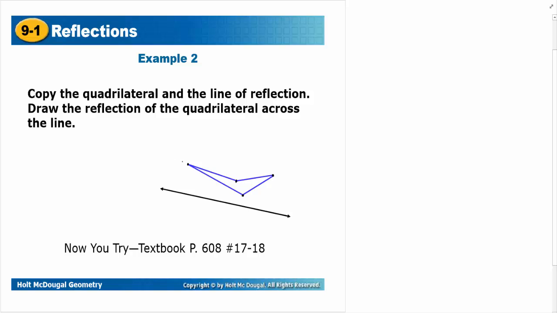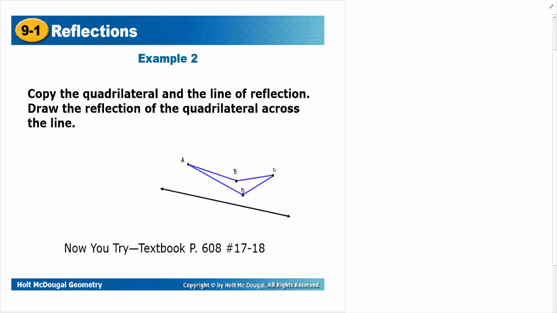All right, so I'm going to have my points. I'm just going to call this A, B, C, and I'll call that point D. Now, in order to draw its reflection, we need to be able to do perpendicular bisectors.